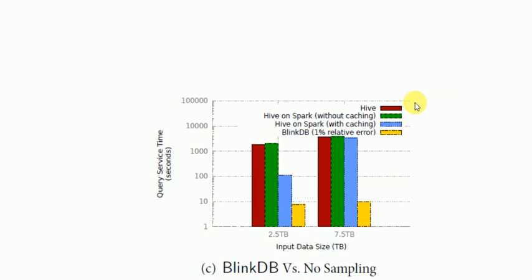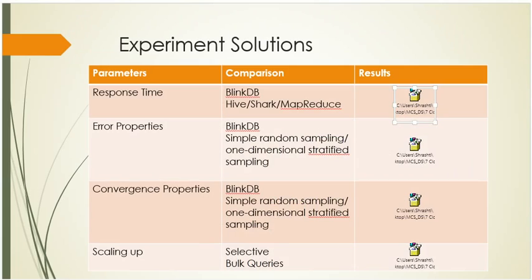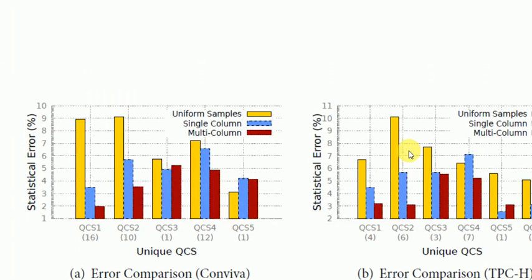Here is the chart which shows the response time for all four of these. Second, we evaluate the accuracy and convergence properties of our optimal multi-dimensional stratified sampling approach against both random sampling and single column stratified sampling. Here is the chart for both the datasets, which are taken from Conviva and TPCH.